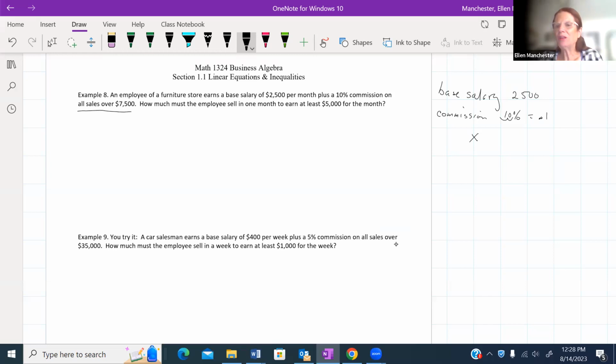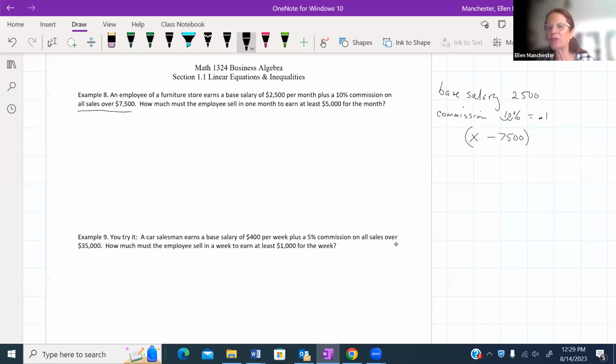Okay, so basically what they're saying is up to $7,500 in sales, you're earning that $2,500. Anything over that, you get the 10% commission. So you're not going to get 10% commission on the 7,500. You have to take that 7,500 away. That's like your base salary. That's what your base salary is based on. So we're going to take away the 7,500 of our sales in order to get a commission. Okay, does that make sense? You're taking away the 7,500.